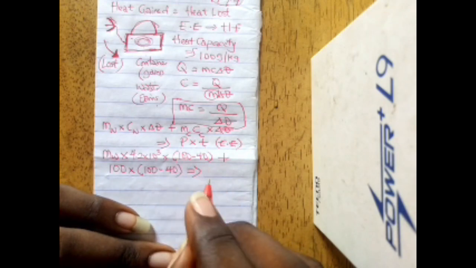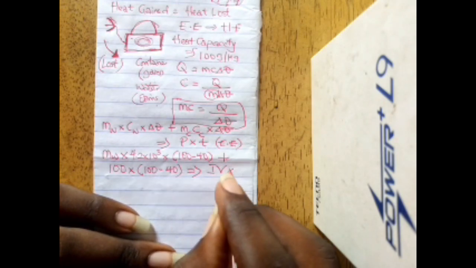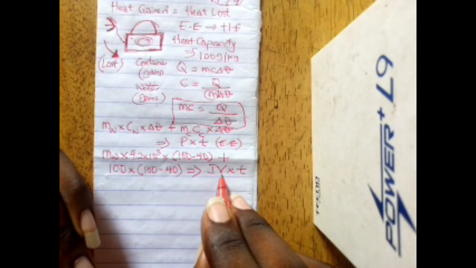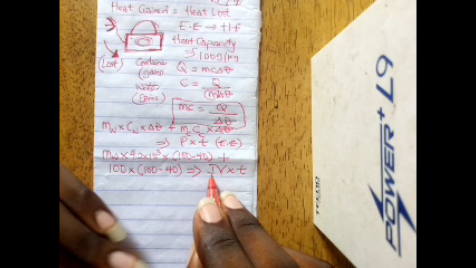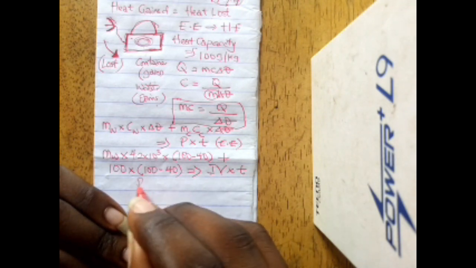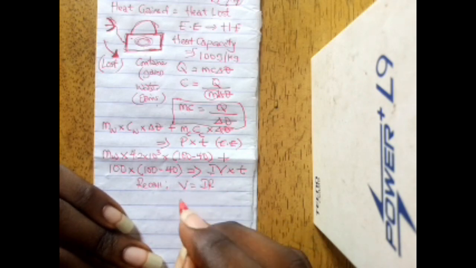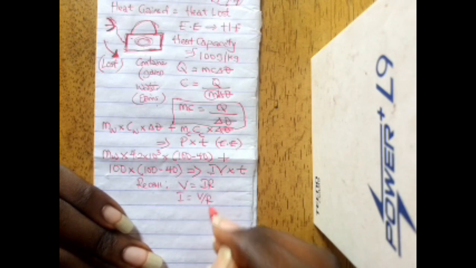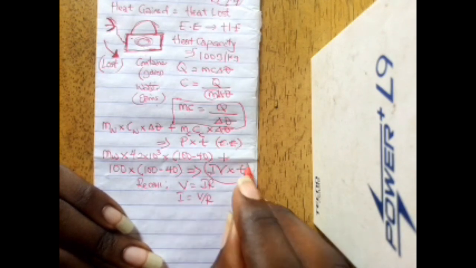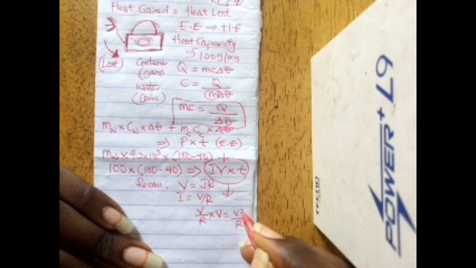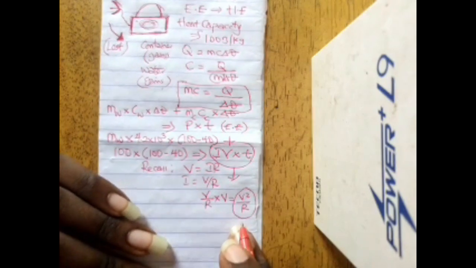Now to find power, power is equal to IV. We are given the voltage to be 220 volts, but we are not given the current. So if you recall, V equals IR, so I is equal to V over R. So this becomes V over R multiplied by V, which gives us V squared over R. So this is our new power now.